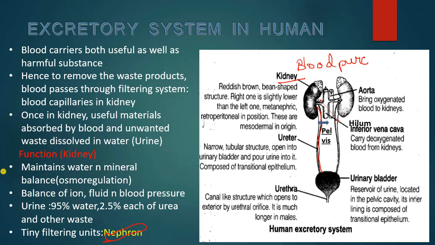In addition to formation of urine, kidneys also maintain water and mineral balance in our body, which is called osmoregulation, the balance of ions, fluid and blood pressure. It is said that our urine contains 95% water and only 2.5% waste. We will discuss in the next session how this nephron makes the blood pure, removes the impurities, mixes them with water and makes the urine.